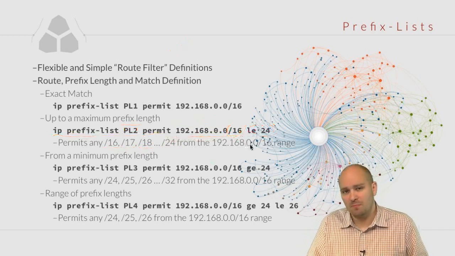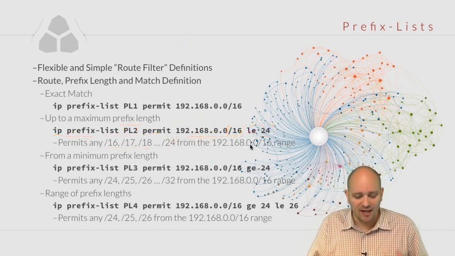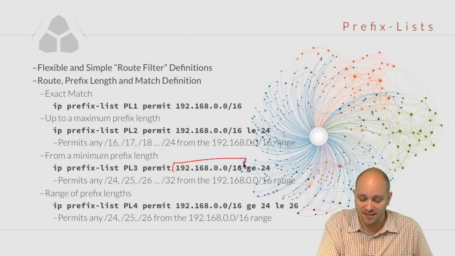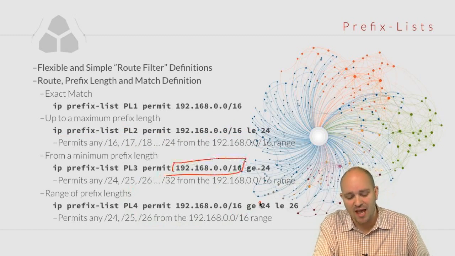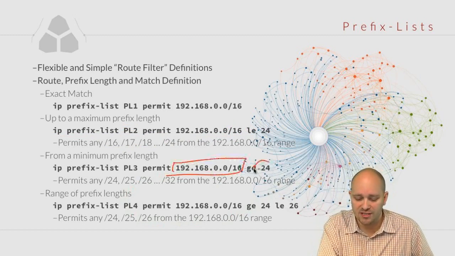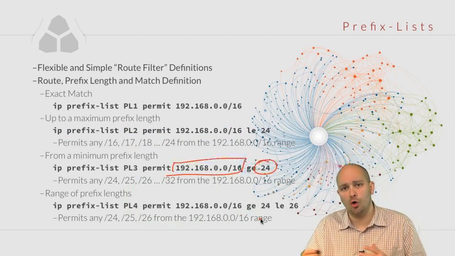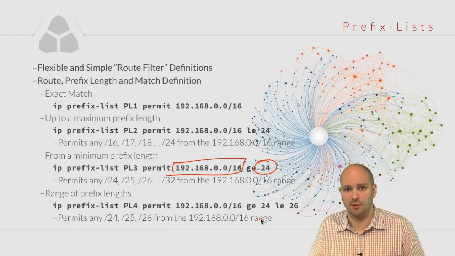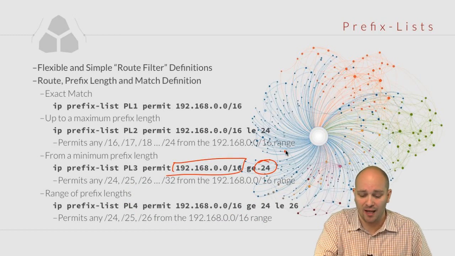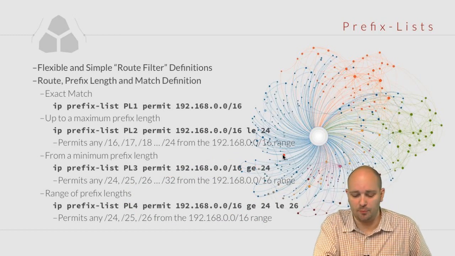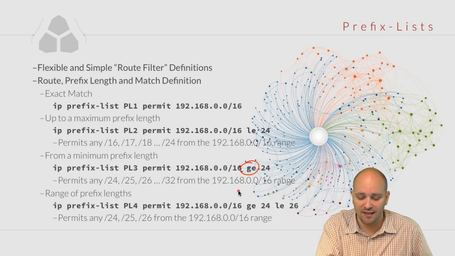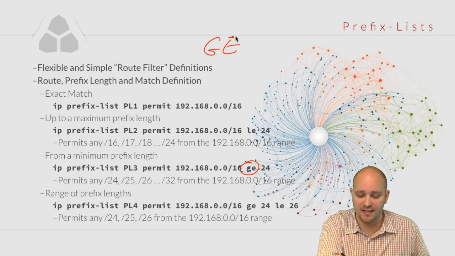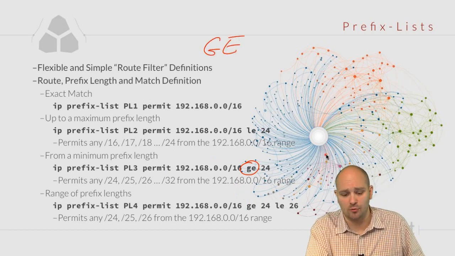In some cases, we want slightly different behavior. Let's say that we wanted to allow prefixes from our 192.168.0.0/16 range, but only those that were /24 or longer. That means that they had a longer mask, so /24, /25, /26, and so on. If we wanted that particular behavior, instead of using LE, we can use the GE operator, and GE simply stands for greater or equal than.